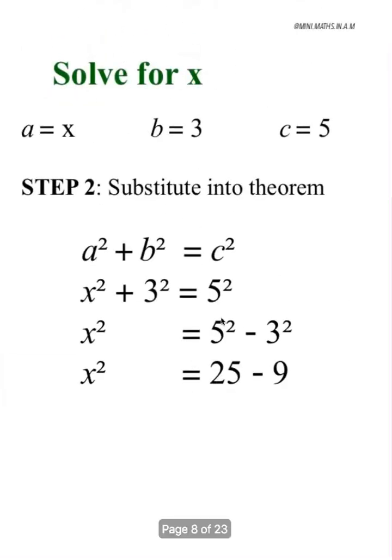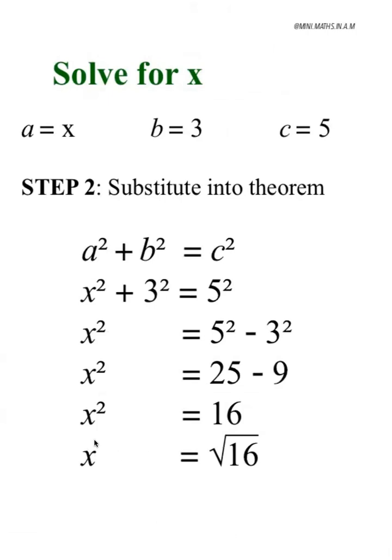And then we can start to make this look a little bit nicer. So 5 squared equals 25, 3 squared equals 9, and the x squared just stays the same. Then we have x squared equals 25 minus 9 is 16. So we have x squared equals 16. Now we square root both sides because squaring and square rooting are the opposite of each other. So when we square root both sides, it undoes this square. So the square root of x squared is x.